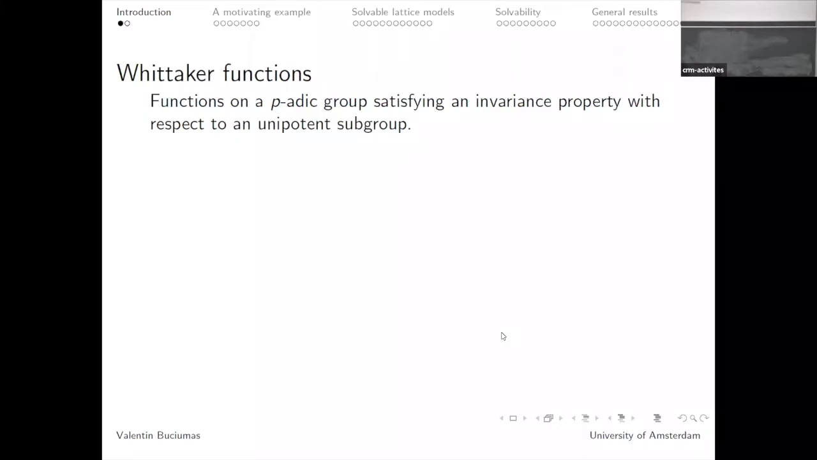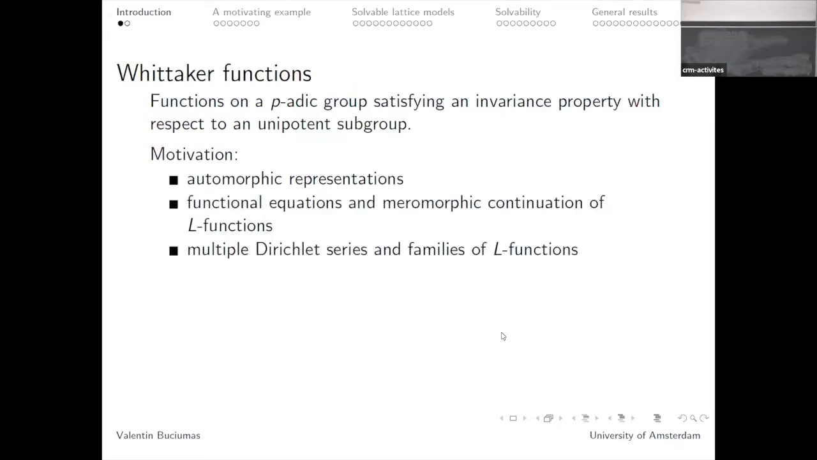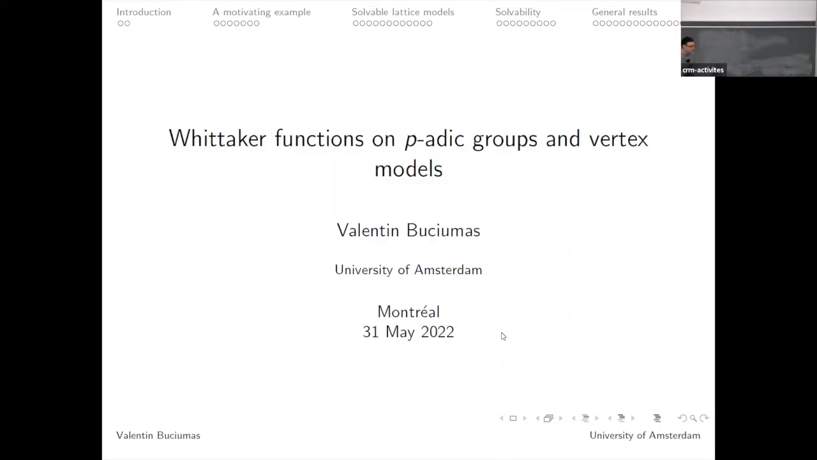Okay, so on the left side of this connection, we have Whittaker functions on p-adic groups. They're actual functions on p-adic groups, and they satisfy an invariance property with respect to an idempotent subgroup. The motivation mostly comes from number theory, from the theory of automorphic forms. Whittaker functions appear as Fourier coefficients of some L-functions. And if you study, for example, multiple Dirichlet series, the coefficients of those series will be values of metaplectic Whittaker functions. We'll discuss metaplectic Whittaker functions later today if we have time. These multiple Dirichlet series are interesting because they allow you to compute certain moments of L-functions.